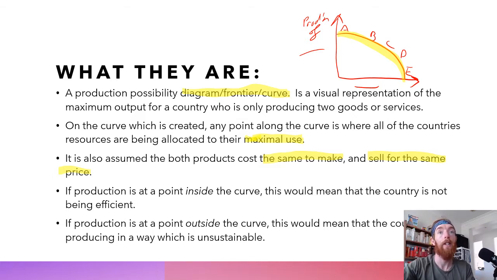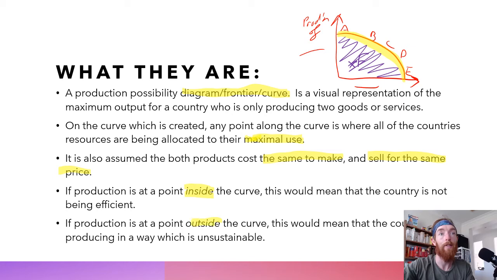Other things you need to know: at any point inside the curve, and if we mark that down like this, so anywhere inside this area here, means the country is not being efficient. They're not producing to their maximal potential. Often, if we do that, we'll say mark a point inside the curve where the country is being inefficient, and we'll call that point F. That's pretty important to know because you're likely to get questions about it.